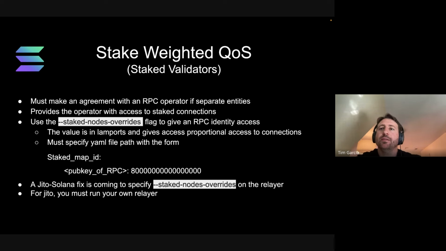There's a question about if it's the max amount of SOL you have staked in land ports. The way I understand it, it is not the max amount you have staked. You are assigning a stake weight to a validator as if it were a stake node. So you're giving connections to that staked validator as if it were a large node on the network that has that much stake. That makes sense. Looking for feedback there.